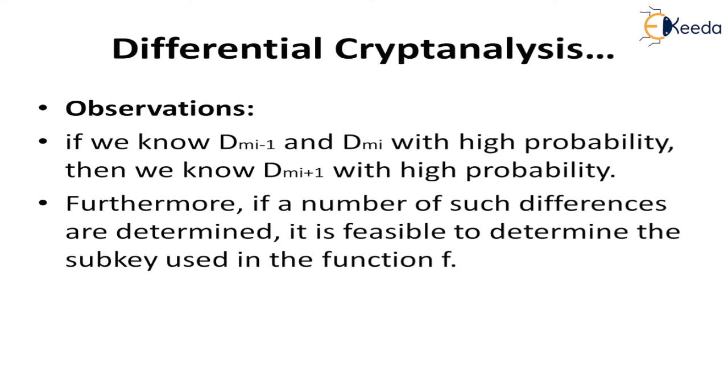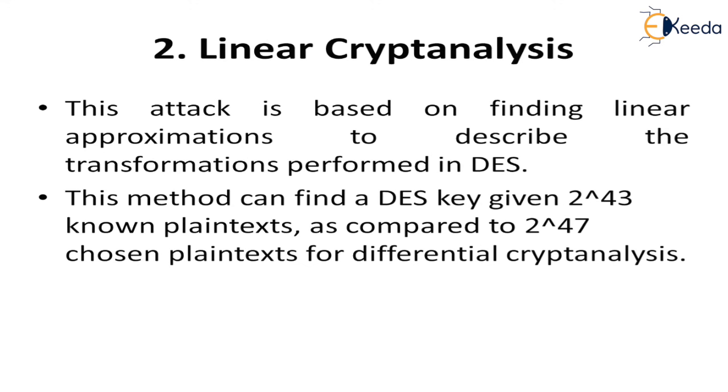The observation from differential cryptanalysis is that if we know ΔM(i-1) and ΔM(i) with high probability, then we know ΔM(i+1) with high probability. Furthermore, if a number of such differences are determined, it is feasible to determine the subkey used in the function F. Linear cryptanalysis is the second type.